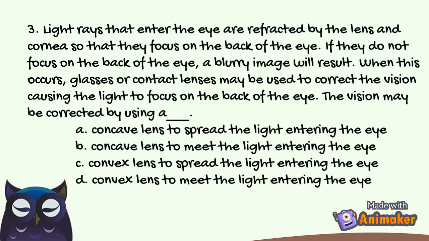Number three, light rays that enter the eye are refracted by the lens and cornea so that they focus on the back of the eye. If they do not focus on the back of the eye, a blurry image will result. When this occurs, glasses or contact lenses may be used to correct the vision, causing the light to focus on the back of the eye. The vision may be corrected by using A, a concave lens to spread the light entering the eye, B, a concave lens to meet the light entering the eye, C, a convex lens to spread the light entering the eye, or D, a convex lens to meet the light entering the eye.